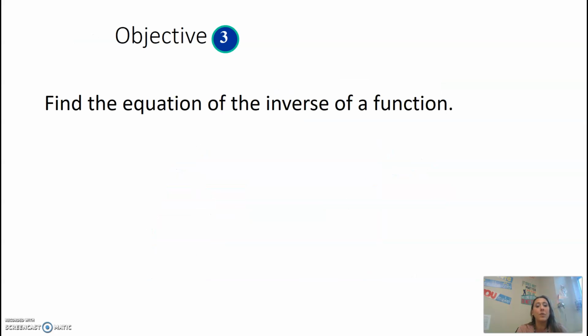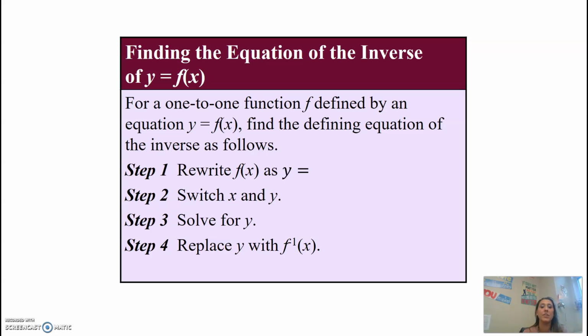Now we're going to find the equation of an inverse of a function. We've done a table, we've done a graph, and we've done points, where we switch the x and the y to find the inverse. Well, that's going to be no different when we're solving algebraically. Go ahead and get these steps down in your notes. Go ahead and hit pause right now.